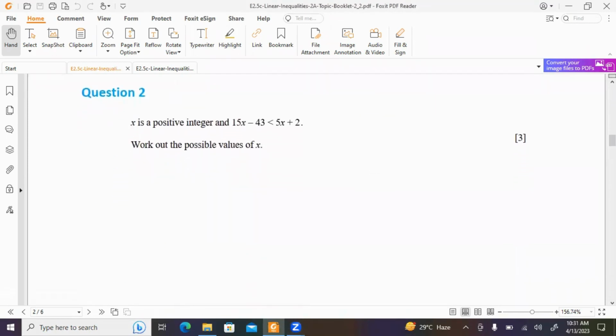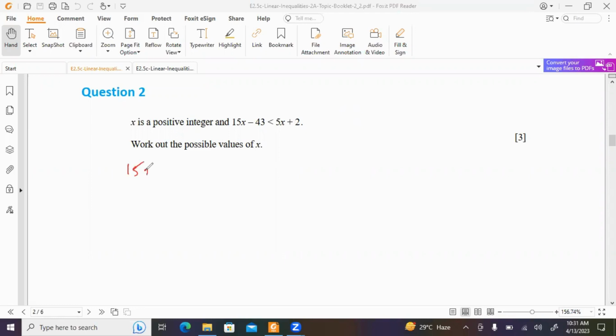Then if you look at question number 2, it says x is a positive integer and 15x - 43 is less than 5x + 2. Work out the possible values of x. So it's pretty much similar to solving equations once again. The initial steps are completely the same. It's just the final answer looks different.